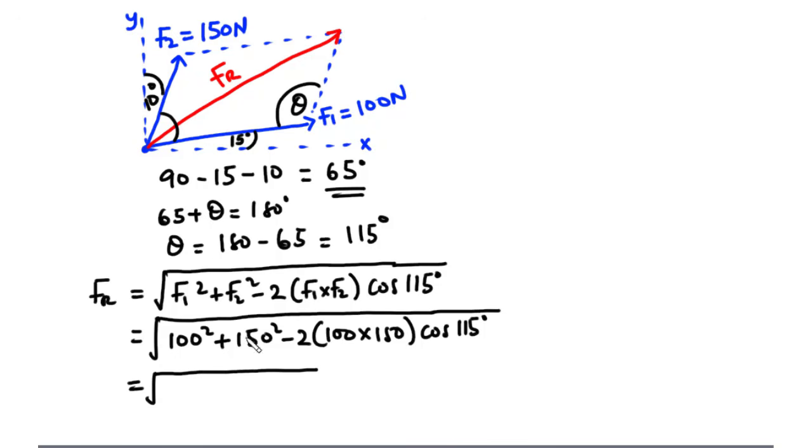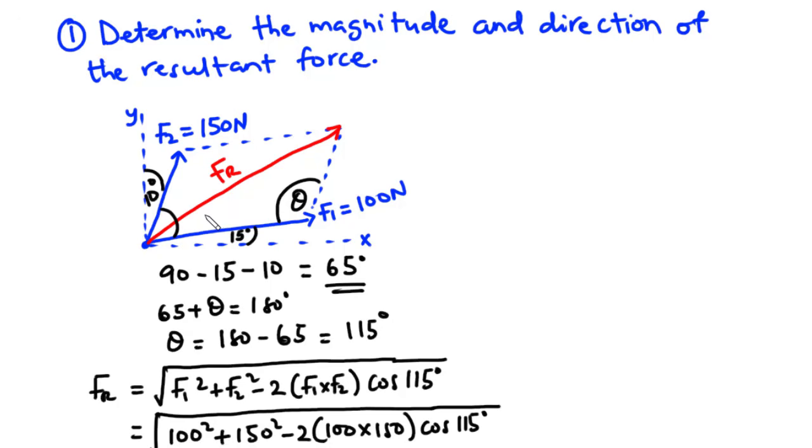So you can simplify what's under the square root, and that's going to give us 45,178.5479, and then this is equal to 212.55 newtons. So this is the magnitude of the resultant force. So now let's find the angle alpha. Now the angle alpha is the angle between the resultant force and F1.